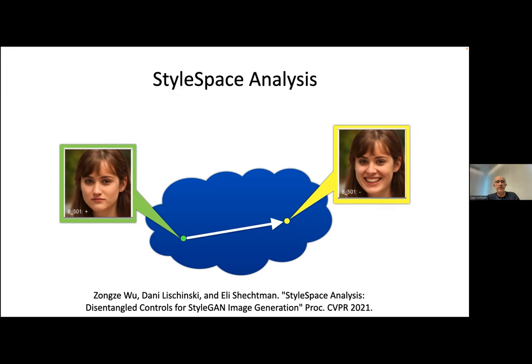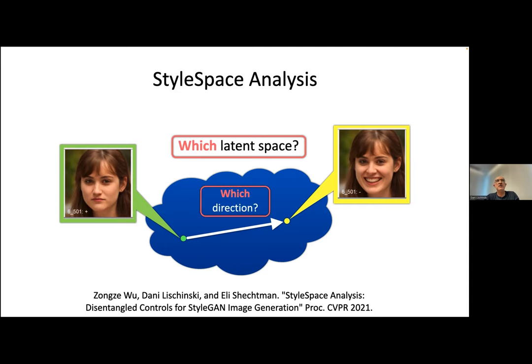So basically, in a nutshell, what we try to do in this project is to answer two questions. The first question was, what's the latent space that's best to use for such types of disentangled semantic edits? And the second question is, once you decide which space to use, how do you find the direction in the space where you want to go, basically?